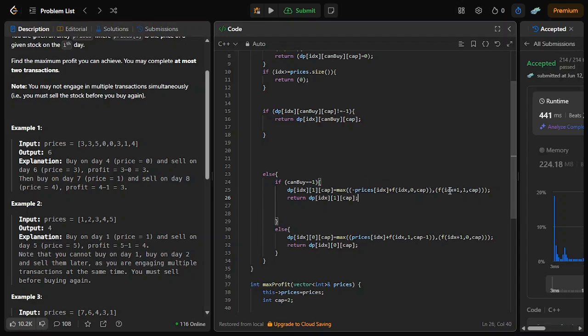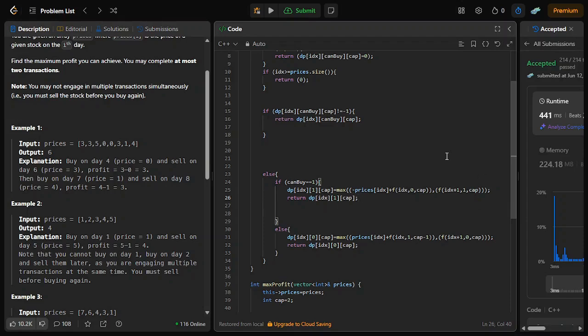Now let's see this one. The second case basically is that you do not buy the stock that is present on the ith day, right? So you just move on to the next day, and you keep the power to buy a stock, and you have a cap number of transactions remaining.